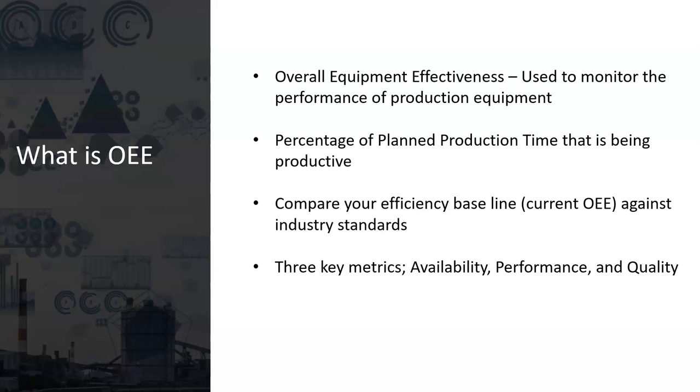OEE takes the most common sources of manufacturing productivity loss, categorizes them, and converts them into metrics which help you determine your efficiency baseline, or your current OEE. With your efficiency baseline, you can determine how your efficiency is currently measuring in comparison to industry standards. OEE was developed to evaluate the overall efficiency of a manufacturing operation. It does this by evaluating three key metrics of production: availability, performance, and quality. We will dive deeper into these key metrics in the following slides.